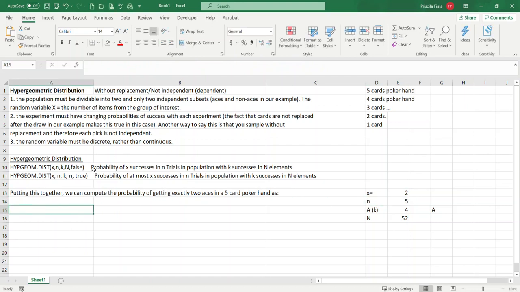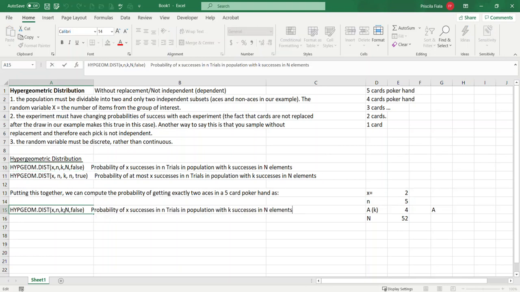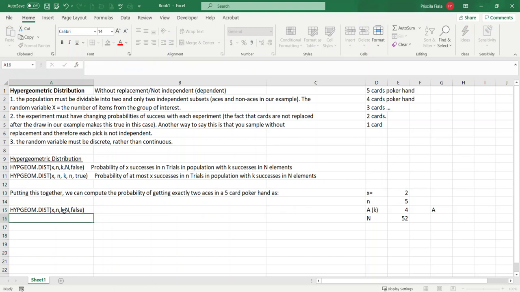So let's try that formula. Let me copy this formula down here, and then I'm going to get rid of the text so you can read that. It's just reading the probability of X successes in an amount of trials, in a population with K or A successes, in this case aces, in a total of N elements. That's what it means. For Excel to work, you've got to put an equal sign in front. Okay, so now it's going to give you an error because I didn't put the values.